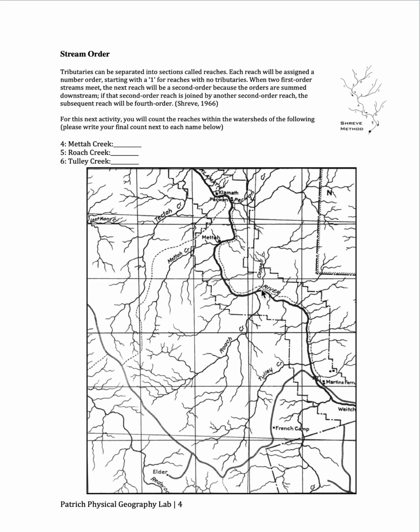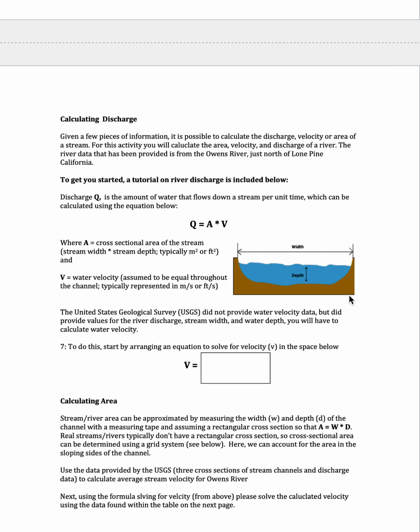As an example here, I'll use the Capel Creek as an example. You have 1, 2, 3, 4, 5, 6. 6 total for Capel Creek. You will write your answers for Meta, Roche, and Tooley there.